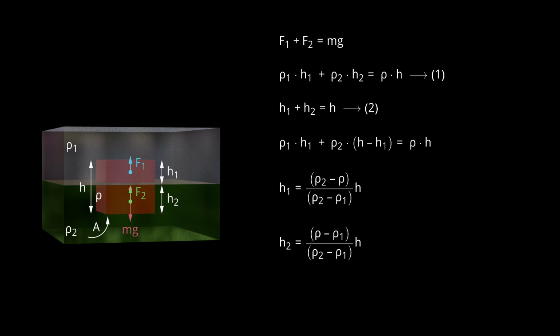Now that we've figured out the values of h1 and h2, let me throw a question your way, and feel free to leave your answer in the comments. Suppose we remove the top liquid with density rho 1. What do you think will happen to the object? Will it sink all the way to the bottom? Will it rise a bit? Or will it settle slightly lower than before? Drop your thoughts in the comments. I'd love to hear what you think.